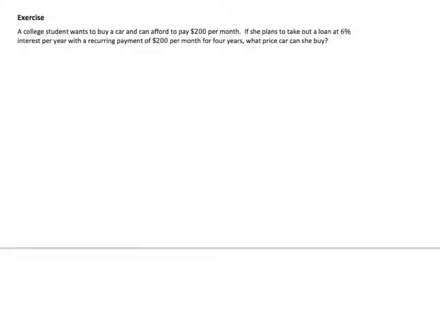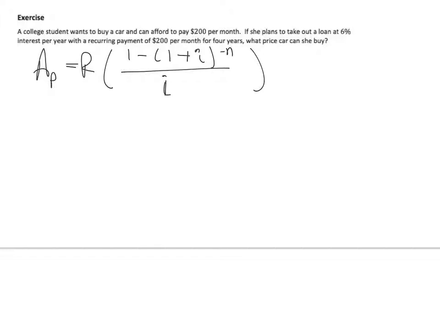A college student wants to buy a car and can afford to pay $200 per month. If she plans to take out a loan at 6% interest per year with a recurring payment of $200 per month for 4 years, what price car can she buy? So let's get our formula out. I've got A sub P equals R times 1 minus 1 plus i to the negative n over i. Let's go ahead and substitute and solve.